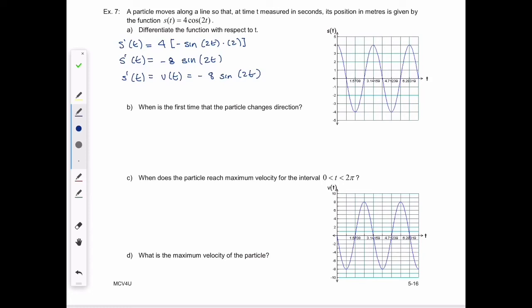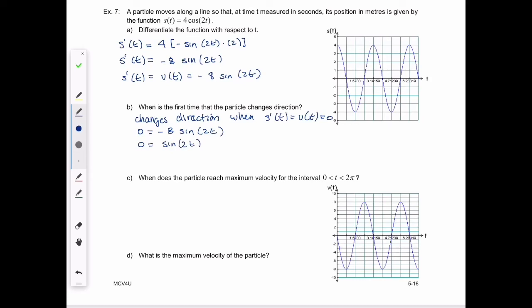For part B, it's asking when is the first time that the particle changes direction. The particle changes direction when s prime of t, which is equal to v of t, is equal to 0. So I set that equal to 0. We have negative 8 sine of 2t. I'm going to divide both sides by negative 8, so the negative 8 disappears. So we have 0 is equal to sine of 2t.